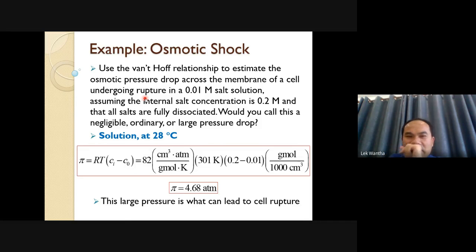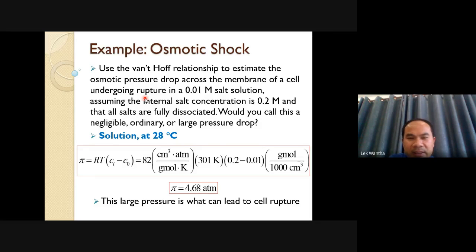And also we assume the internal salt concentration is 0.2 molar, and that the salt is fully dissociated. Okay, would you call this a negligible, ordinary, or large pressure drop? The question is, is it a large pressure drop or a lower pressure drop, or ordinary or moderate, something like that. And then you can calculate.